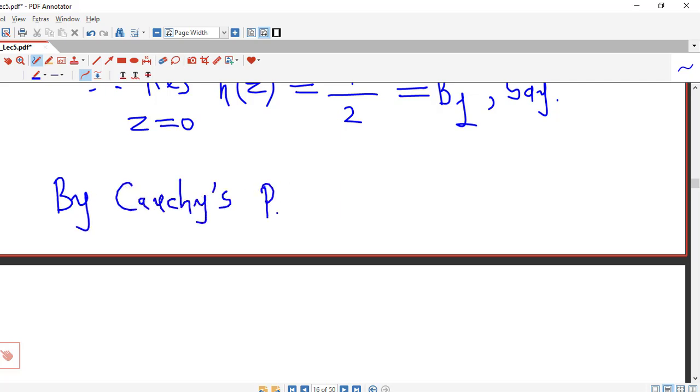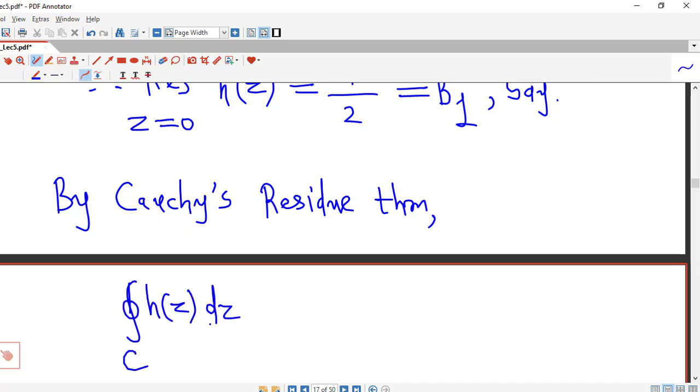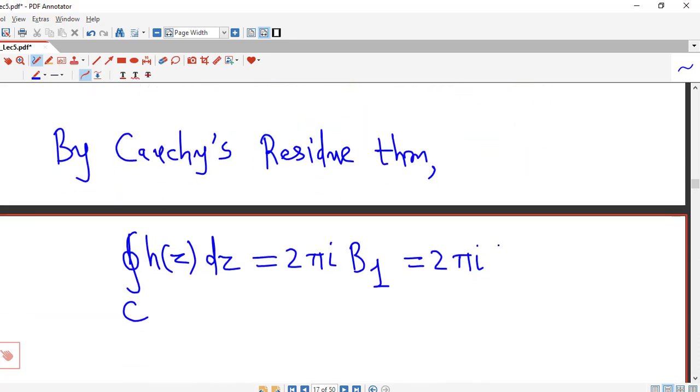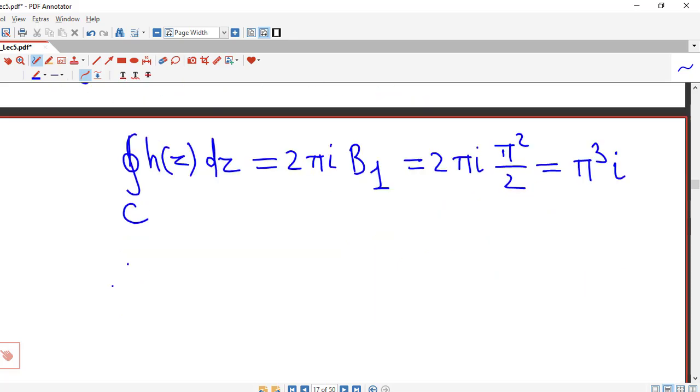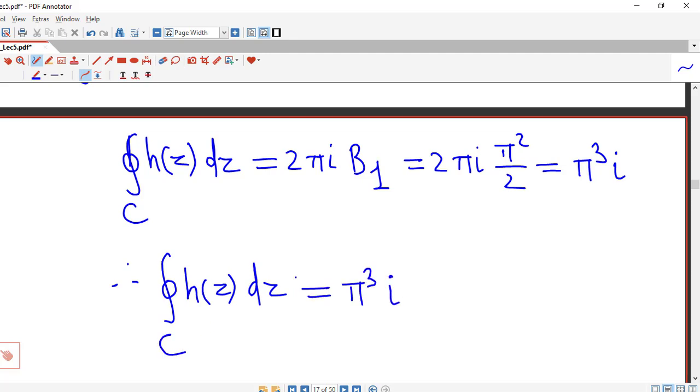By Cauchy's residue theorem, the integral of h of z over the given ellipse equals 2 pi I times the sum of residues. There is only one residue here, so 2 pi I times the value of b1, which is pi square by 2. So 2 will cancel out. Pi into pi square is pi cube into I. So therefore the integral of h of z over the ellipse is nothing but pi cube times I.